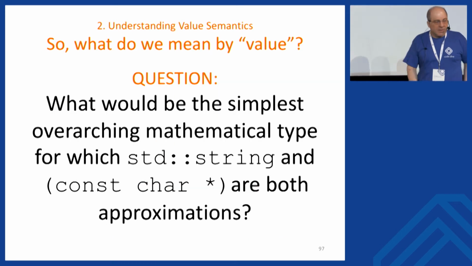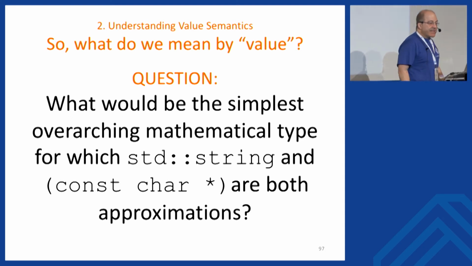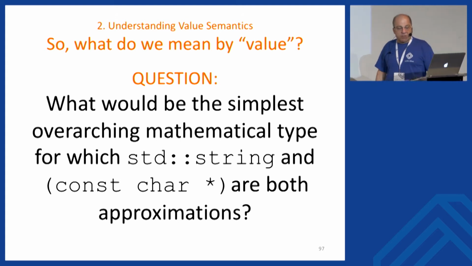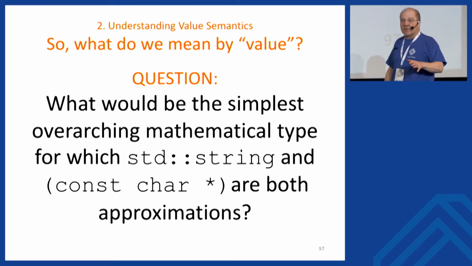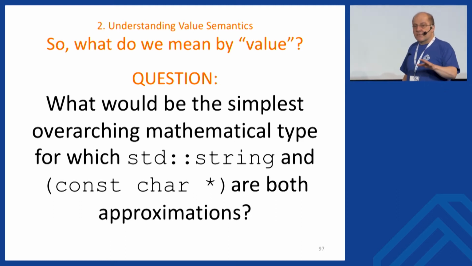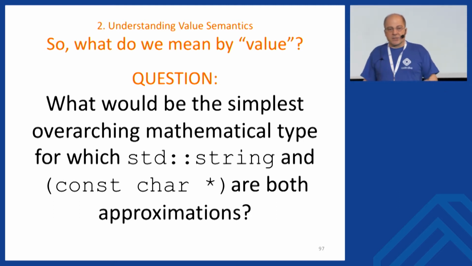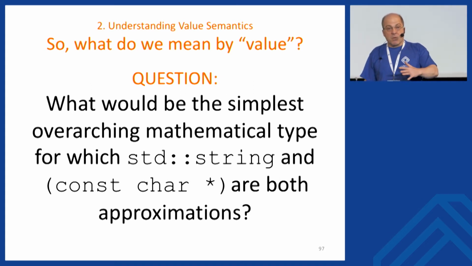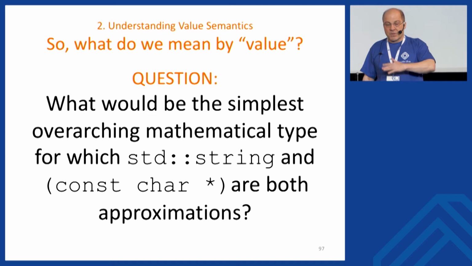Okay? All right. What would be the simplest overarching mathematical type for which std::string and const char* are both approximations? This is the quiz part. Think about the difference between a std::string and a const char*. Do they approximate the same thing? If so, what is that thing? What's interesting about a std::string? It can't be null. What's interesting about a const char*? It can't have embedded nulls. But they're both approximations to something. Does anybody know what it is?